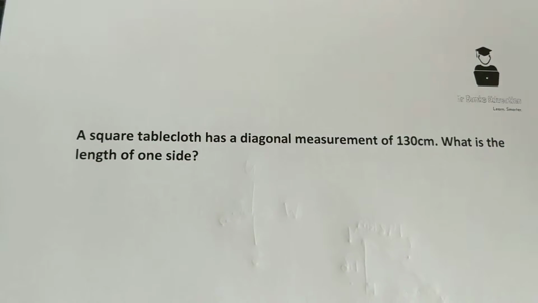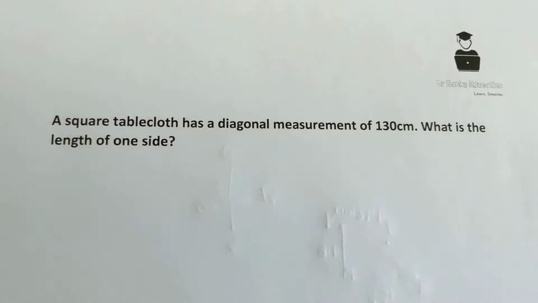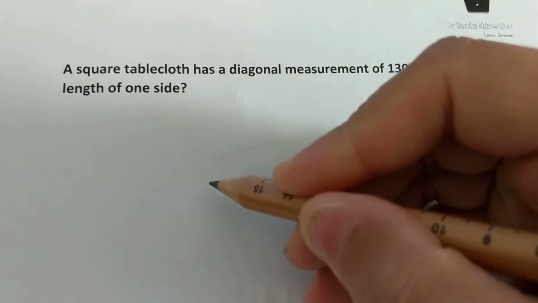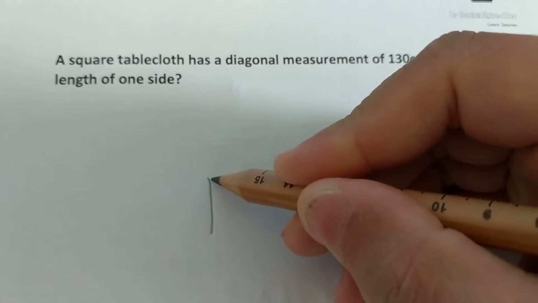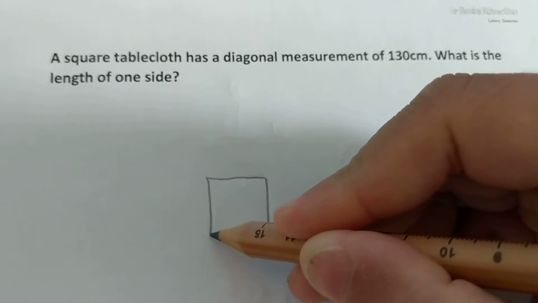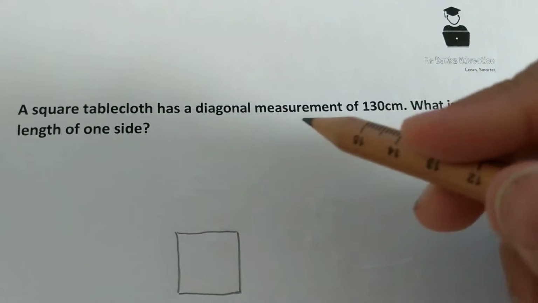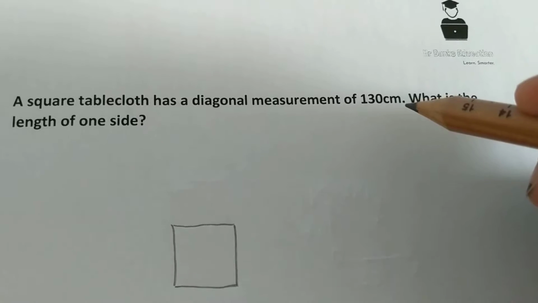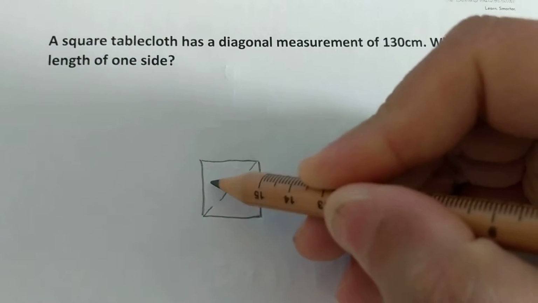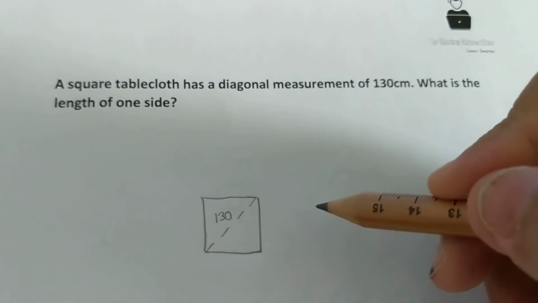Okay, so to do this one, you really need to do a drawing, just like I mentioned in the previous video. So it's a square tablecloth, so let's draw a rough square. Just understand that all of these sides are equal in length. So there's our square tablecloth. It has a diagonal measurement of 130 centimeters. So that measurement there, the diagonal, that's 130 centimeters, okay? So what is the length of one side?